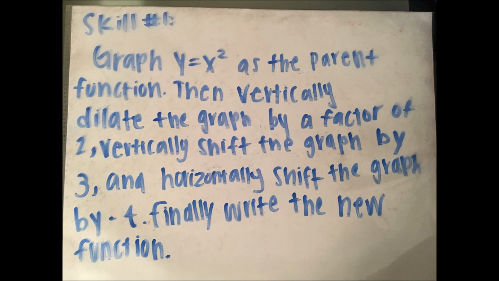Okay, so here's the problem for skill 1. Graph y is equal to x squared as the parent function. Then vertically dilate the graph by a factor of 2, vertically shift the graph by 3, and horizontally shift the graph by -4. Finally, write the new function.